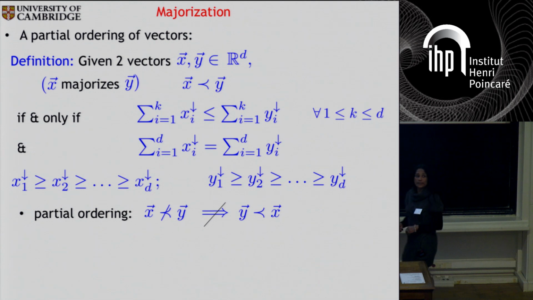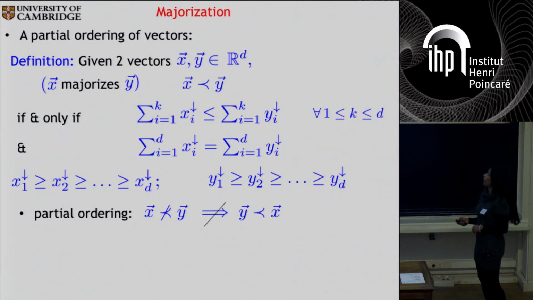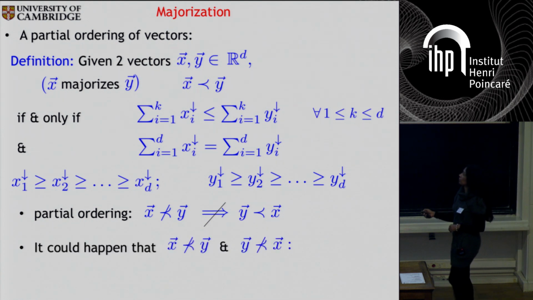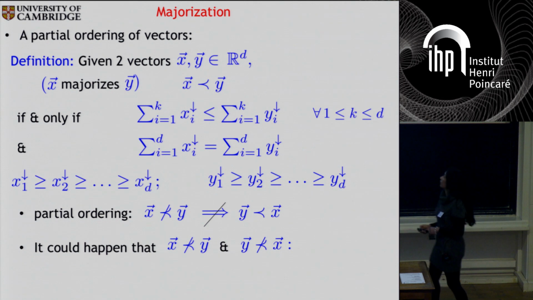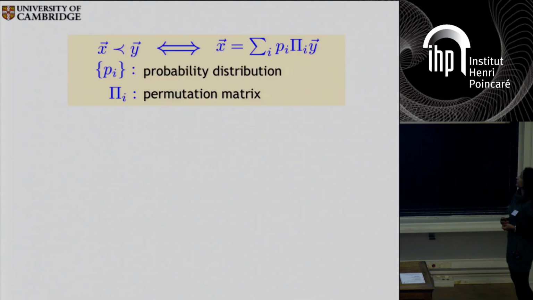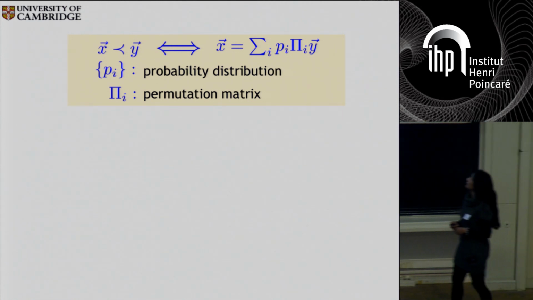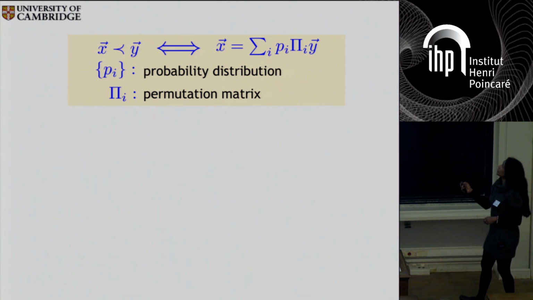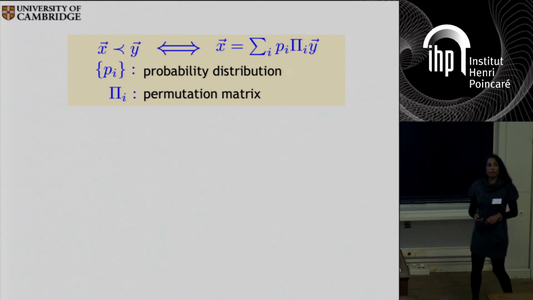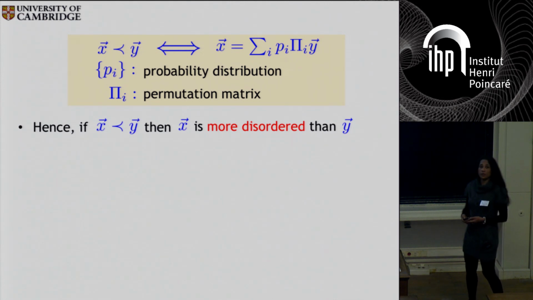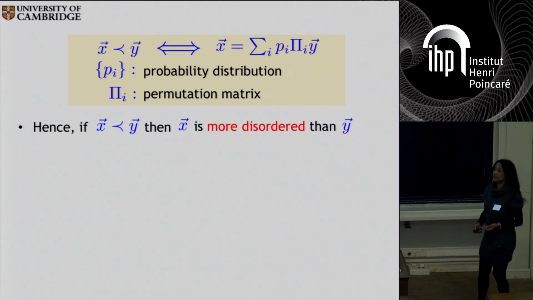It's a partial ordering in the sense that if x is not majorized by y, then that does not imply that y is majorized by x. In fact, it could happen that x is not majorized by y and y is not majorized by x, in which case you say that these two vectors x and y are incomparable. Another basic fact about majorization is that x is majorized by y if and only if x can be written as a convex combination of permutations of the elements of the vector y. Hence, if x is majorized by y, then x is more disordered than y in this sense.